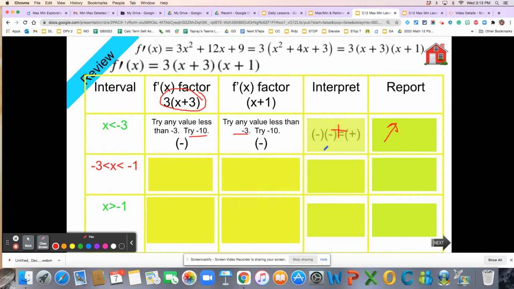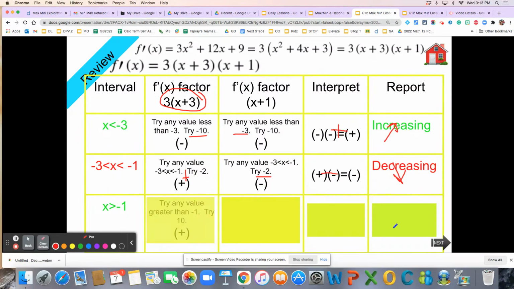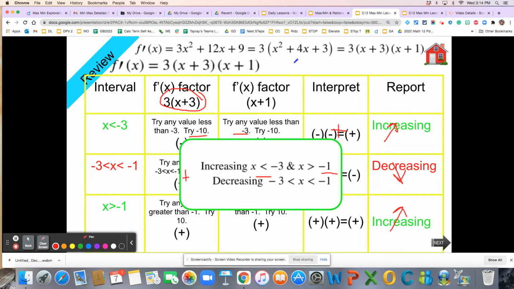Okay? There we go. We're going to do the same thing in this interval. I'm going to try -2. If I put -2 in there, that's going to be a positive value. That's going to be a negative. Negative times positive is a negative, and it is decreasing. Okay, so we got that. And I'll do the same thing in the bottom, and you can do that on your own. And it's increasing.